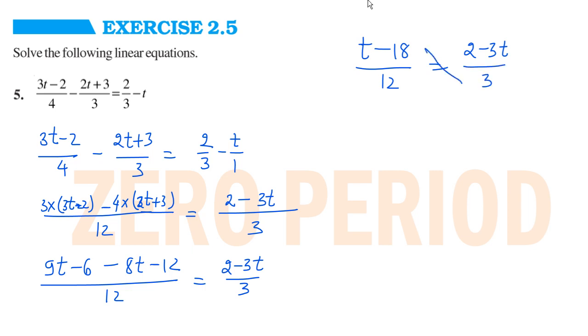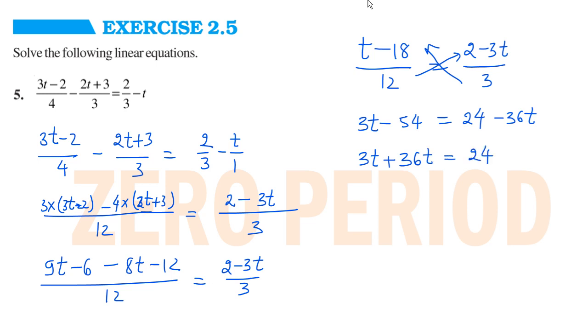Once again, you can use the concept of cross multiplication. It would be easier. 3 multiplied to this t and 18, it will be 54, and 12 multiplied to 2, it will be 24, and this will be 36t. There are 3t and 36t. Let me put them together. 3t plus 36t is equal to 24 plus 54. 3 and 36 is 39, and 4 plus 4 is 8, 5 plus 2 is 7, 7 plus 1 is 8.